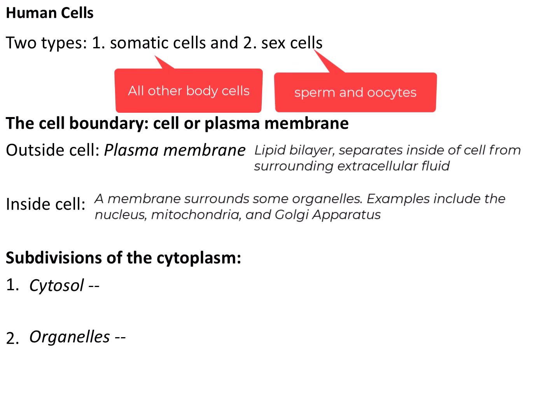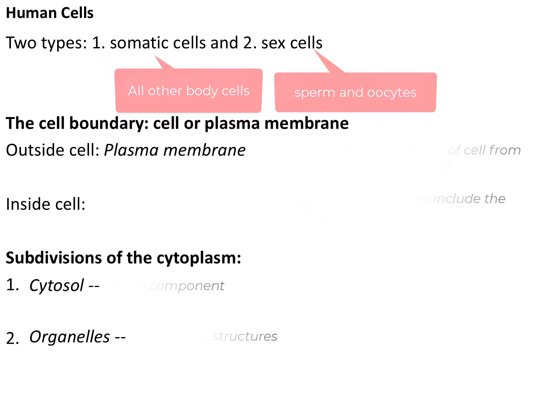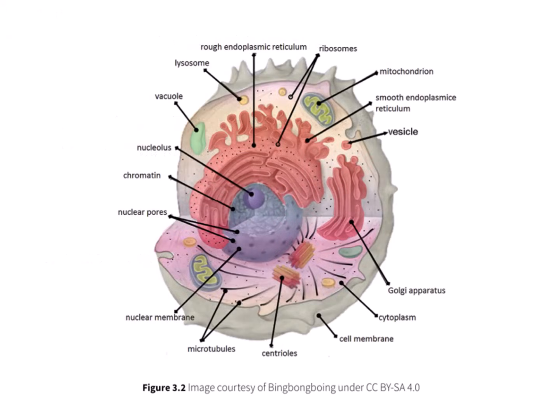Inside the cell, there are membranes that surround some organelles. Examples include membranes that surround the cell's nucleus, mitochondria, and the Golgi apparatus. The inside of the cell is called the cytoplasm and is separated into two components. The cytosol is the liquid part, and the organelles are the intracellular structures that make up the second part. I want you to spend some time reviewing the diagram of the cell in your lecture guide and start familiarizing yourself with the different organelles. We will discuss each of these organelles in greater detail later in this chapter.